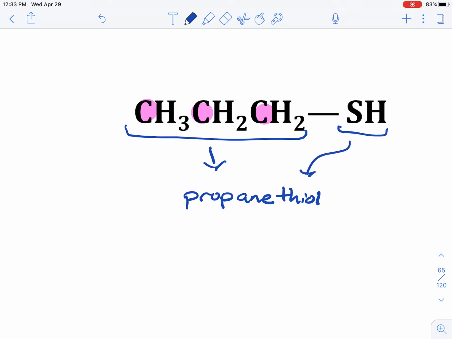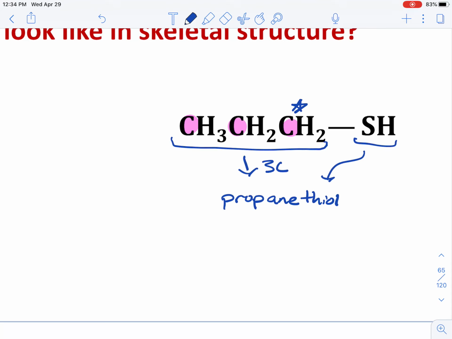Now, for a 3-carbon compound, there's actually 2 ways to place this thiol. You can place it on either end, so I can place my sulfhydryl group here or here. Either one of those locations that I've starred would still give us the same name, propane thiol, or specifically 1-propane thiol.